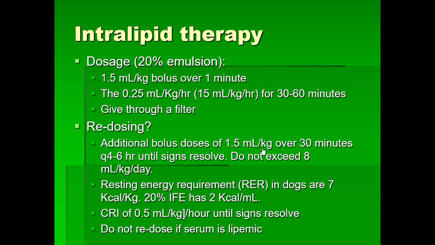Now, this is the last slide that describes the dosages. Initially, we give a bolus of 1.5 mL per kg in 1 minute, and then continue with 0.25 mL per kg per hour for 30 to 60 minutes. It is important to use a filter to prevent fat emboli from going into the body. And with regards to redosing, if the animal is not responding, we can give additional boluses over 30 minutes every 4 to 6 hours until we reach a top of 8 mL per kg per day.